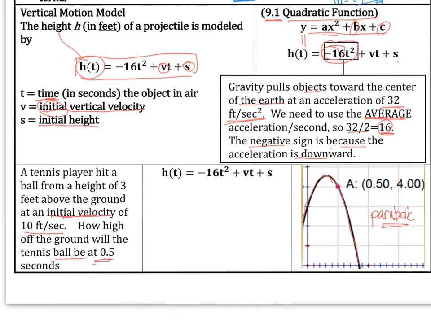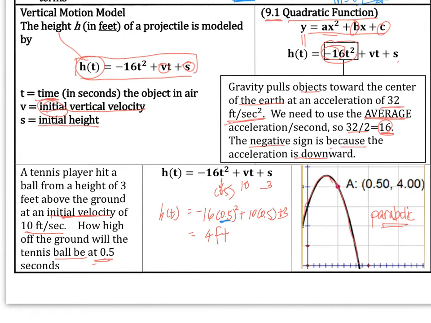So if the initial velocity is given at 10 feet per second, I can substitute v for 10. And then the tennis ball at the beginning is 3 feet, so I can substitute s for 3. And then I can substitute t for 0.5. So now let's set this up. h of t equals negative 16 times 0.5 squared plus 10 times 0.5 plus 3. And after doing all the math, you should get 4 feet above the ground after 0.5 seconds.